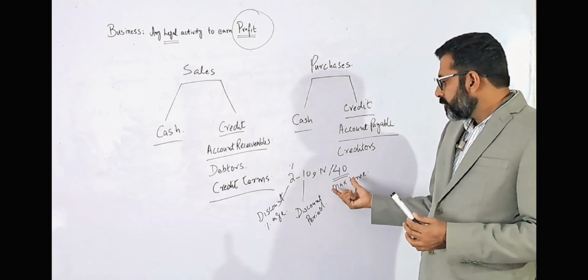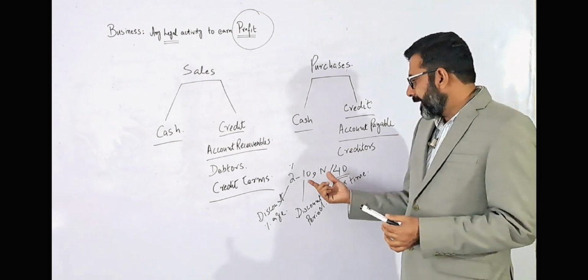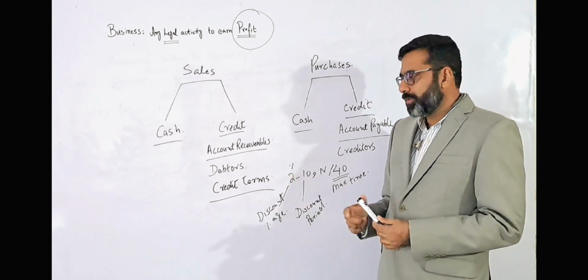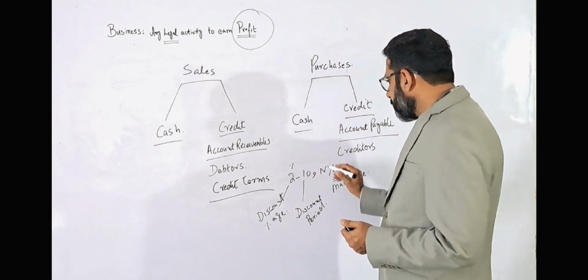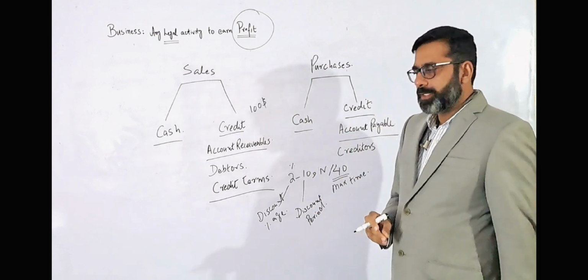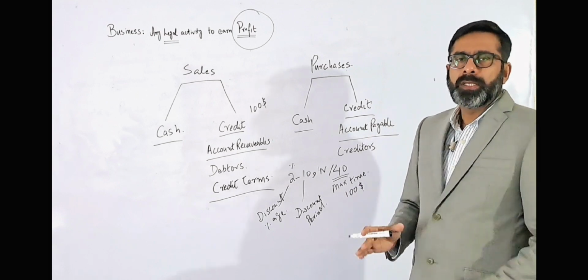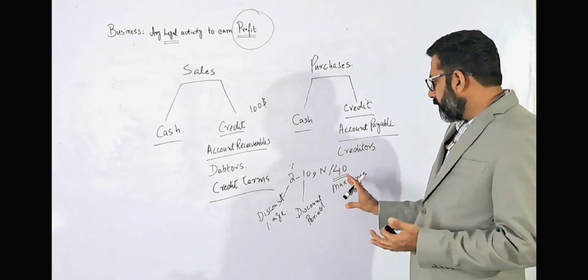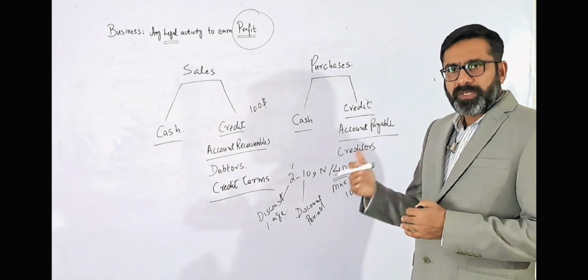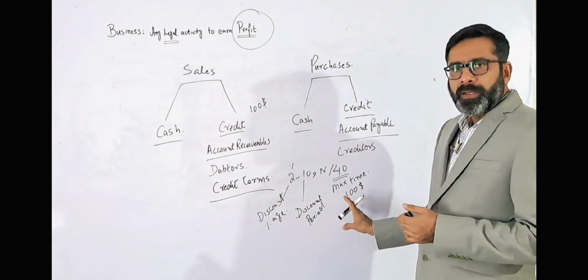It means the customer has to pay you maximum within 40 days, but you are giving an offer that if the customer pays within 10 days, there will be a 2% discount. Let's say, for example, the sale is a credit sale for $100. If the customer pays after 10 days, like 30 days, 20 days, or 25 days, the customer has to pay $100.